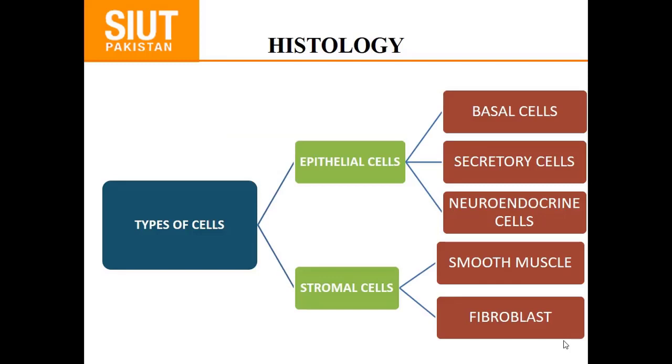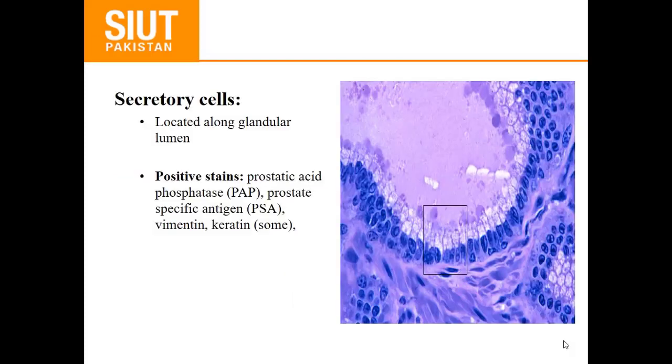A little histology. The types of cells are epithelial cells and stromal cells. Epithelial cells contain basal cells, secretory cells, and neuroendocrine cells. And stromal cells contain smooth muscle and fibroblasts. Secretory cells are located along the glandular lumen. These are the secretory cells, tall cells with the nuclei at their base, and they stain positive for prostatic acid phosphatase, PAP, and PSA.